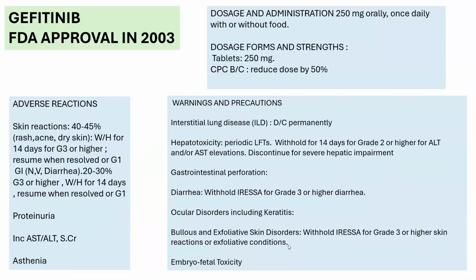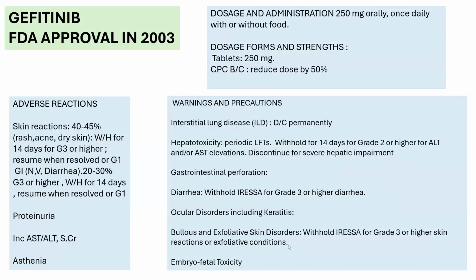Please go ahead. So the first drug that was approved was gefitinib as per the IRESSA trial. Gefitinib is used as 250 mg orally with or without food. It comes in the strength of 250 mg. If the patient is having liver failure, especially Child-Pugh B or C, then we need to reduce the dose by 50%. There is no dose modification required for renal failure.